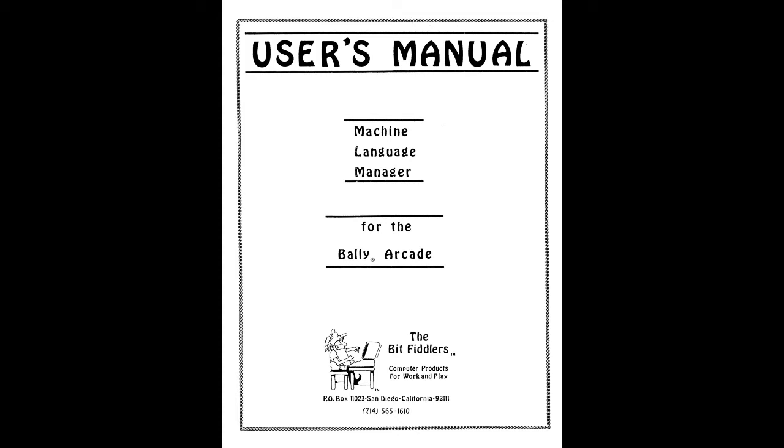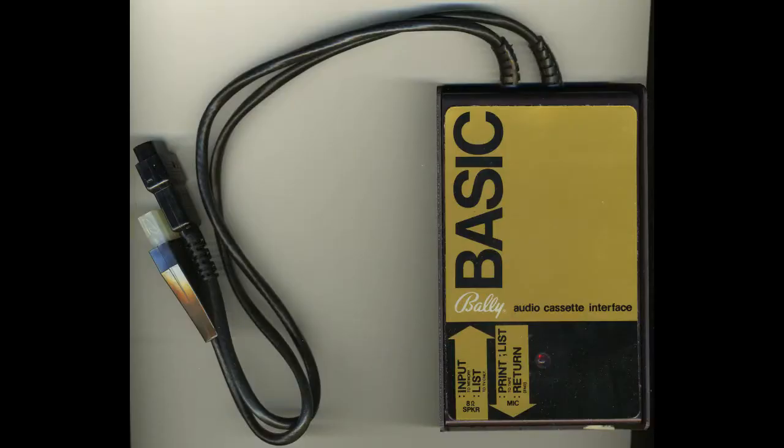This is the Machine Language Manager manual. I'm going to be typing in one example program under MAME emulation so that you can see how to use the MAME emulator. If you were using this on real hardware, you'd have this 300 baud tape interface. Unfortunately, MAME doesn't support this, but maybe someday it will, and then programs can be saved.